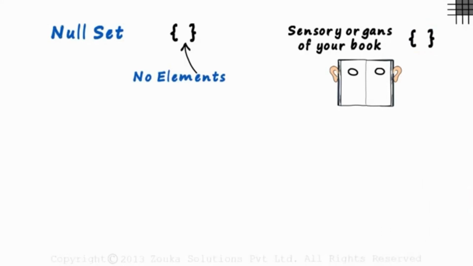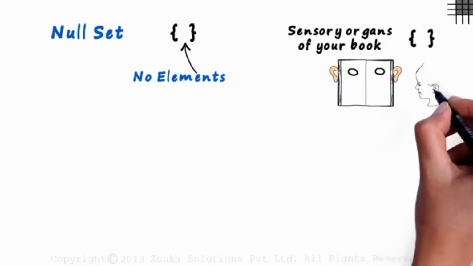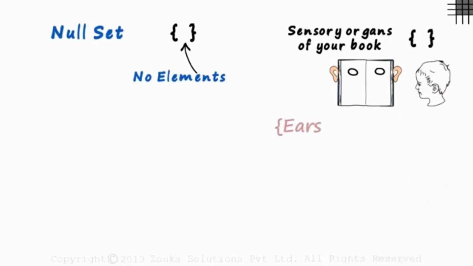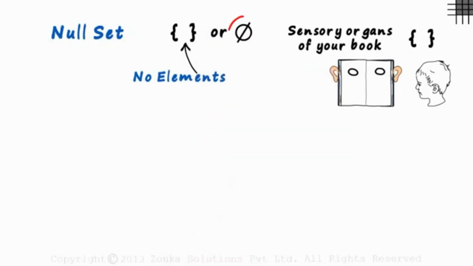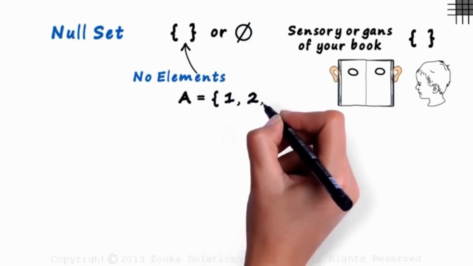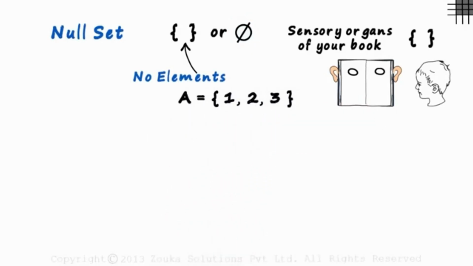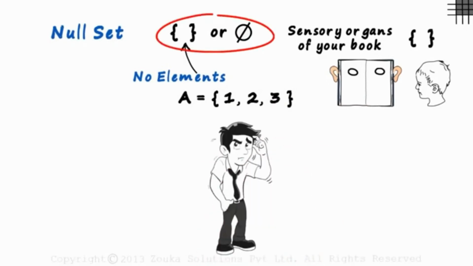And if you're asked about the set of sensory organs of a human being, we would have included ears, eyes, nose, etc. Anyway, the null set is represented using this symbol: a circle and a line which cuts across. Consider the set A with the first 3 natural numbers inside it. Now think about it. Is the null set a subset of the set A?